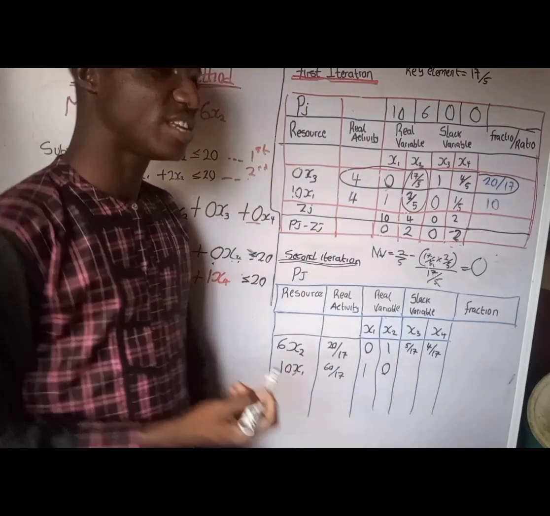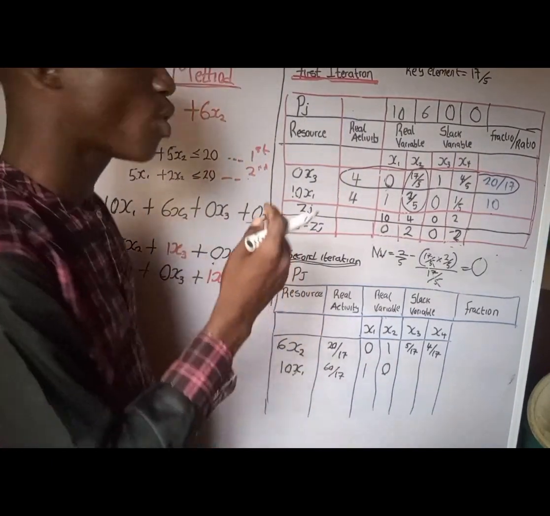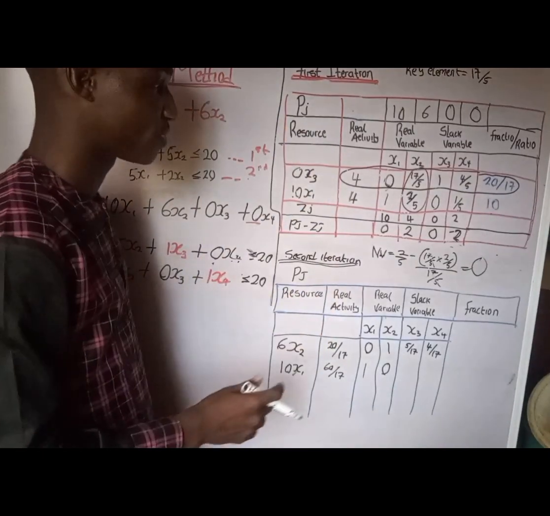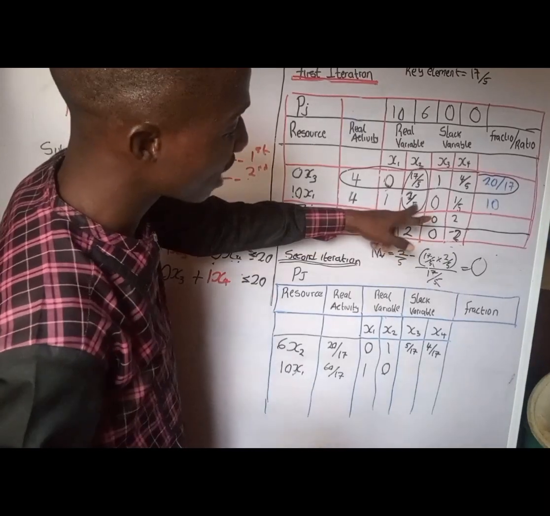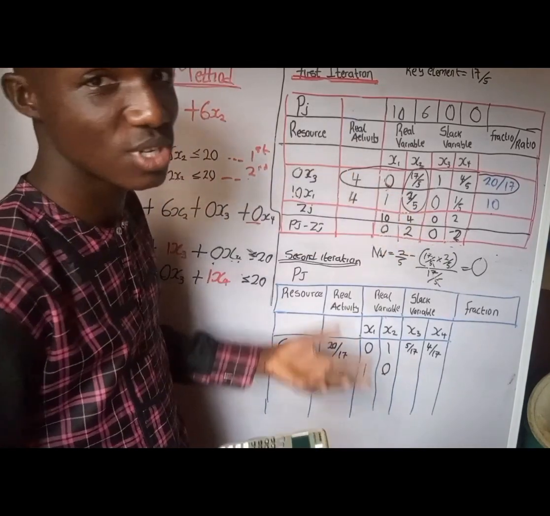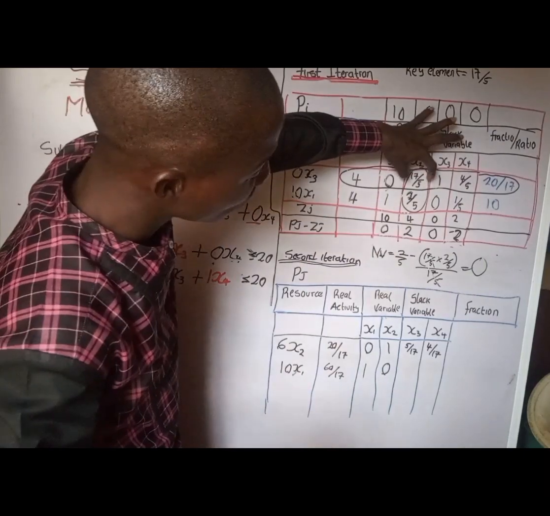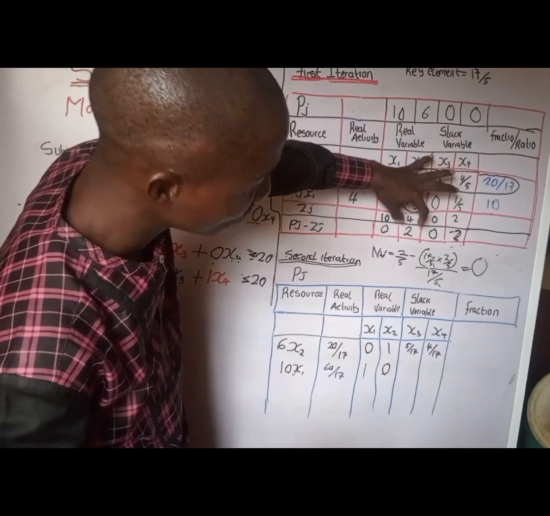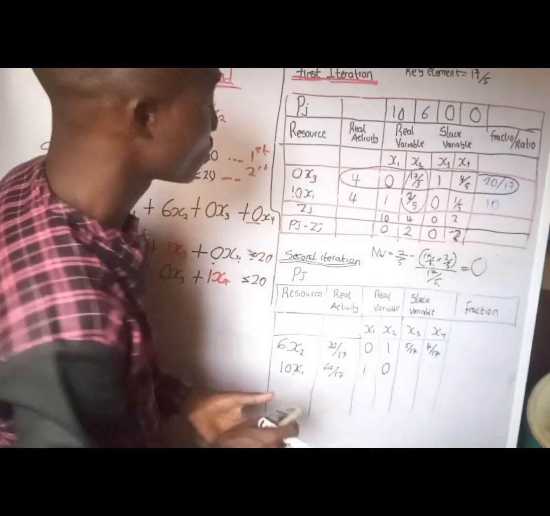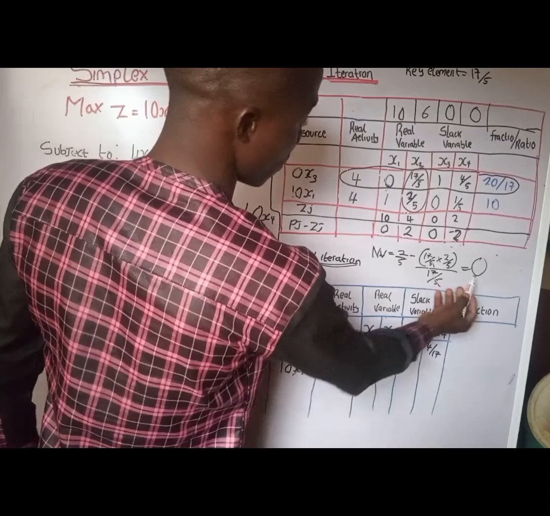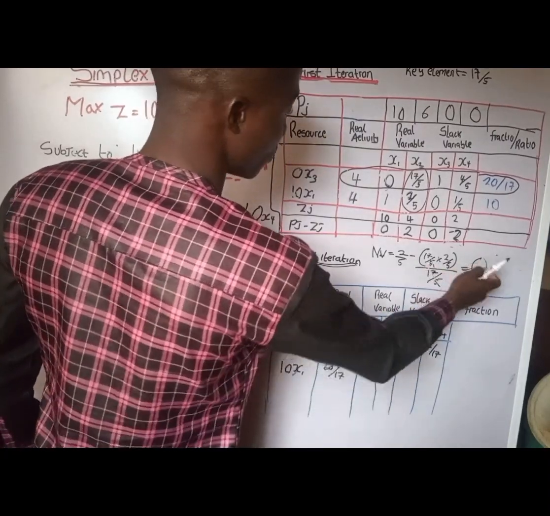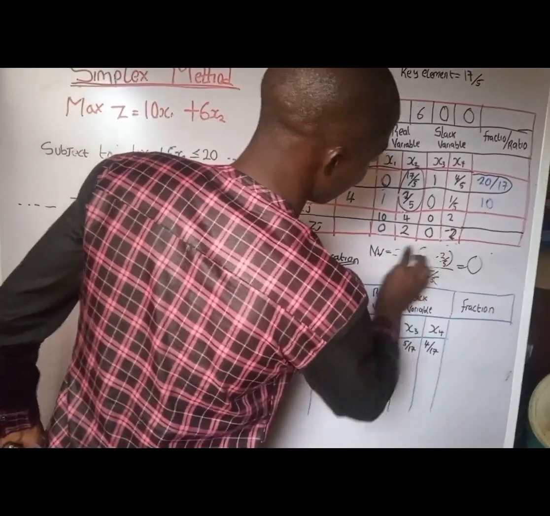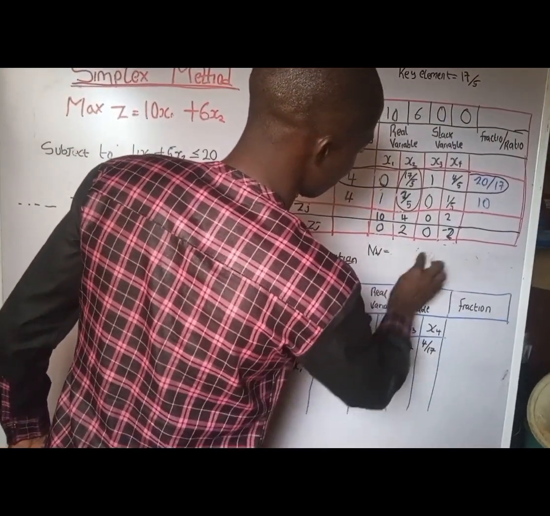But I want to give you a hint. When you locate your key element, every element in that key column will be 0. Even if I didn't calculate the new value for 2 over 5, I know that it will give me 0. So after locating your key element, every element that falls on top of or below the key element will be 0 if you calculate it. That is the reason why I don't stress myself. After calculating all this, you are going to get 0. Now let's get the new value for this 0. Don't forget, we are still using the same approach.